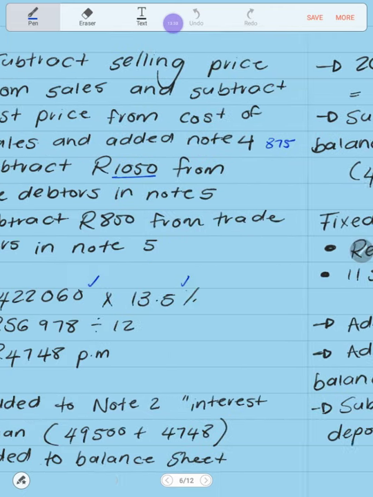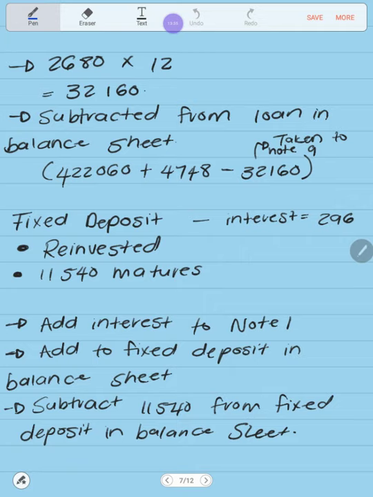And then again, the 2,680, they told us that we paid every single month for the past 12 months this amount. All right, so you paid in total 32,160 on your loan. So this is how you will show it in your balance sheet. You'll subtract it from loan in the balance sheet. The full amount, the capital amount of your loan, you're adding the interest that was omitted, and you're going to subtract what was paid. You will also take this to note 9 as current portion of loan which was paid.